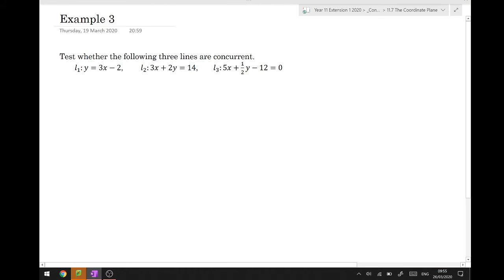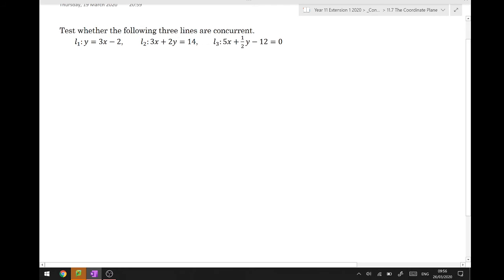Okay, last but not least, we've got a test of whether some lines are concurrent. So L1, or line 1, is y is equal to 3x minus 2. Line 2 is 3x plus 2y is equal to 14. And line 3 is 5x plus a half y minus 12 is equal to 0. Now, looking at this, 1 and 2 look a lot easier than 3, so I'm going to do simultaneous equations with line 1 and 2. And then whatever point I find from those, I'm going to substitute into line 3 and see if it works.